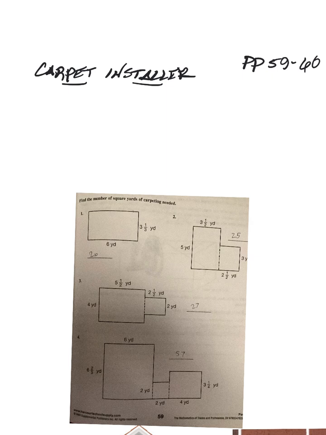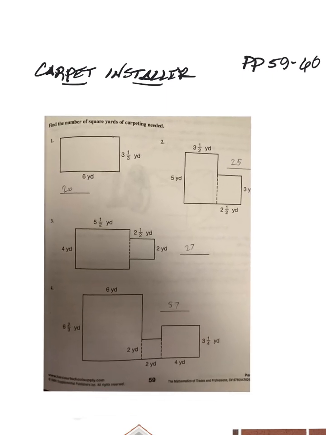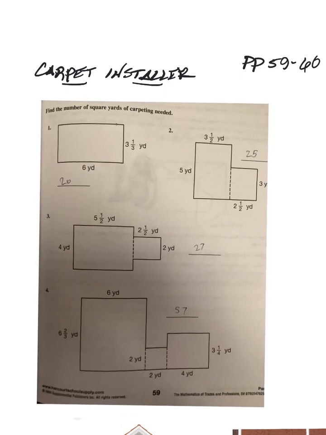So if you look at this picture here I have on the screen, on page 59, it has all different sizes of rooms and configurations of rooms, which is very, very normal when you're measuring for a carpet. And so what I was expected to do was come up with the total amount of square footage so that the company could then give them an estimate on what it was going to cost to carpet. So that's what we've got here.